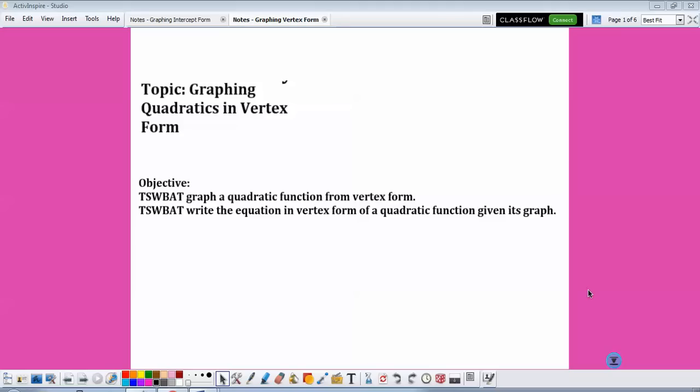Today we're going to be learning how to graph a quadratic in vertex form. Our goal is that we'll be able to graph a quadratic from the vertex form, and that we will be able to write the equation in vertex form given its graph.